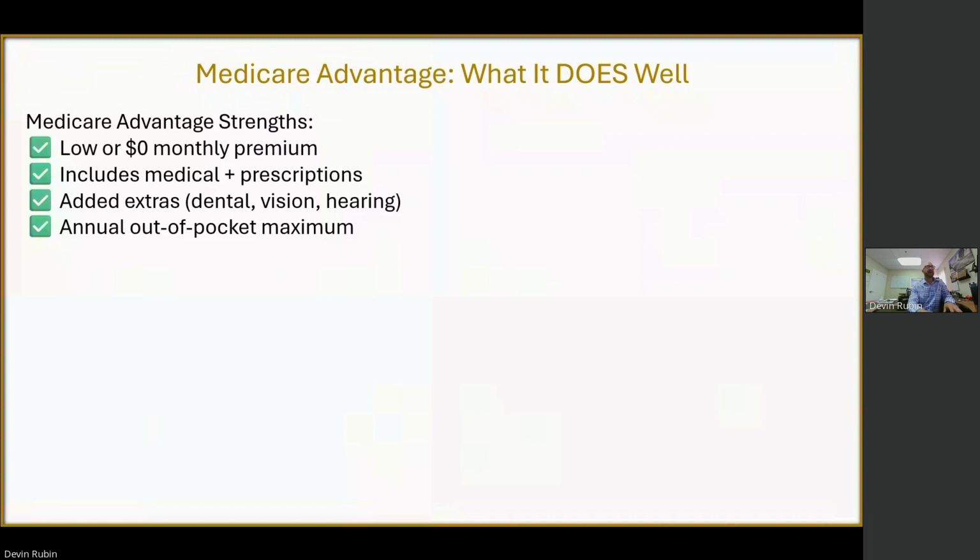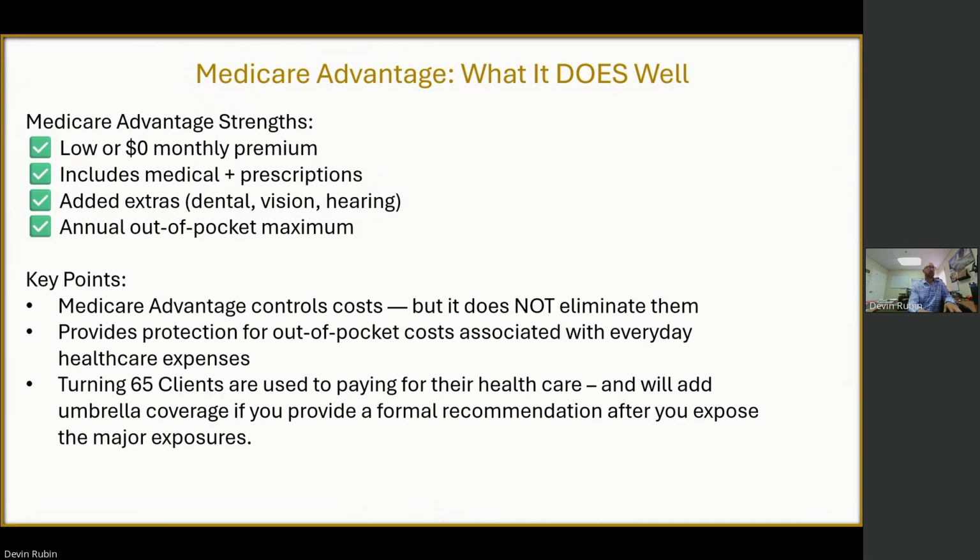So what does Medicare Advantage do exceedingly well? We know the strength of a Medicare Advantage plan is that the client is going to pay a low or zero monthly premium. It bundles their medical and their prescriptions, gives extra benefits, and has an annual out-of-pocket maximum that protects them from the 20% that traditional Medicare doesn't cover. So a Medicare Advantage plan controls costs, but it does not eliminate them. It provides protections for out-of-pocket costs associated with everyday healthcare expenses. And as a person uses a Medicare Advantage plan, they're going to have everyday healthcare expenses.